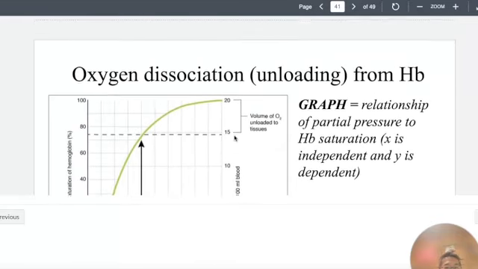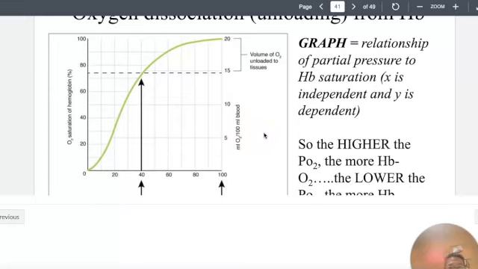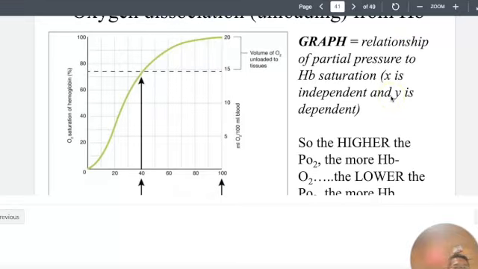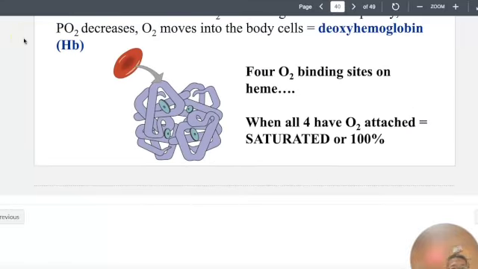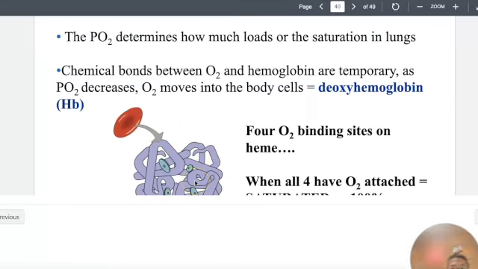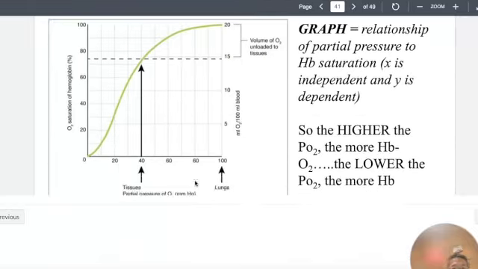This is called the oxygen dissociation graph. Oxygen dissociation is unloading from the hemoglobin. Now remember I told you that when oxygen comes in, the more oxygen, the more they want more oxygen. So this is where that graph comes in.